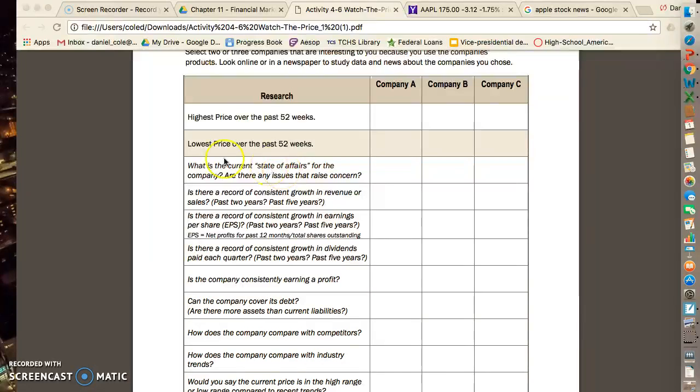Okay, skipping ahead now to where it says the current state of affairs. What this means is we want to find out what's happening at the company.